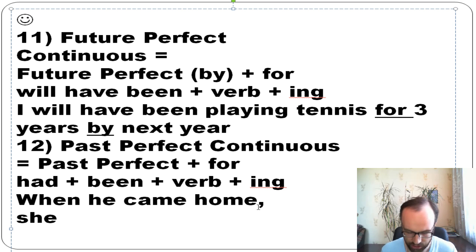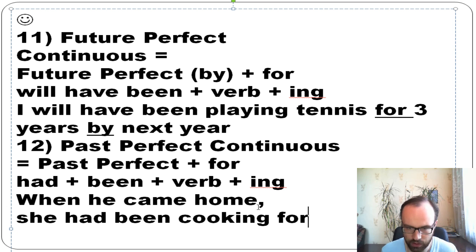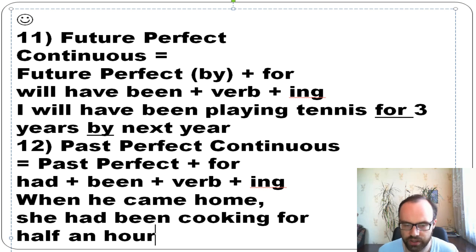When he came home, she had been cooking for half an hour. Right, so actually it's the same thing. She started cooking earlier, so first she started cooking and then he came, so it's past perfect, and then for means for half an hour. She was cooking, so this process took her half an hour, and then this second action interrupted it.